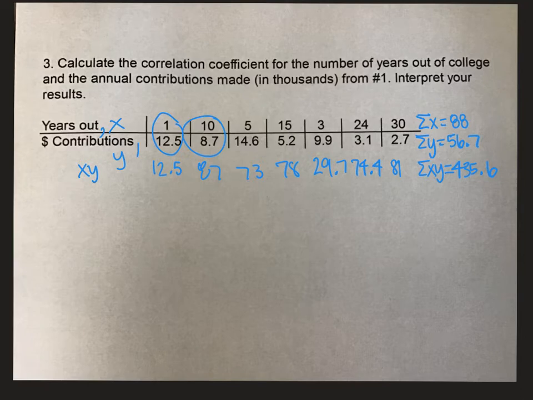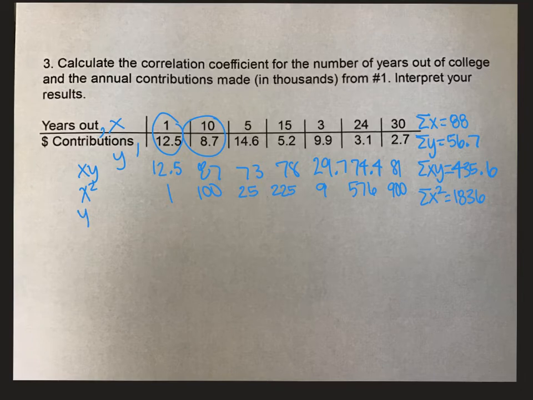And then I'm going to do my x squareds. So 1 squared is just 1, 10 squared is 100, 5 squared, 15 squared, 3 squared, 24 squared, and 30 squared. I'm going to add those up, which is going to give me 1,836.